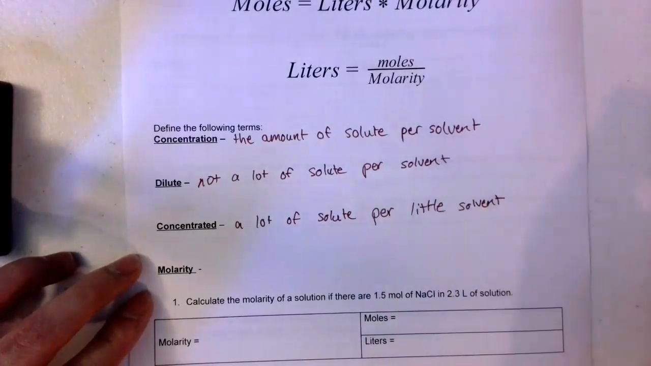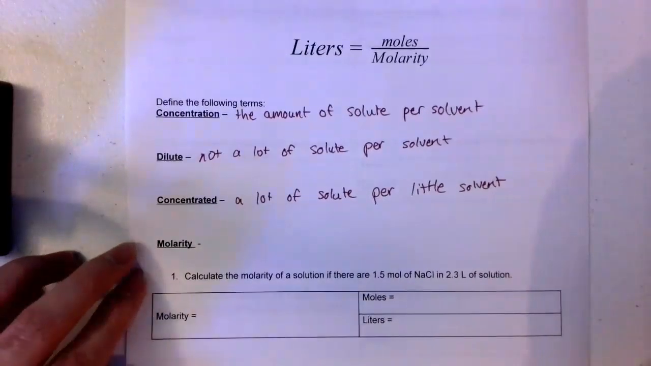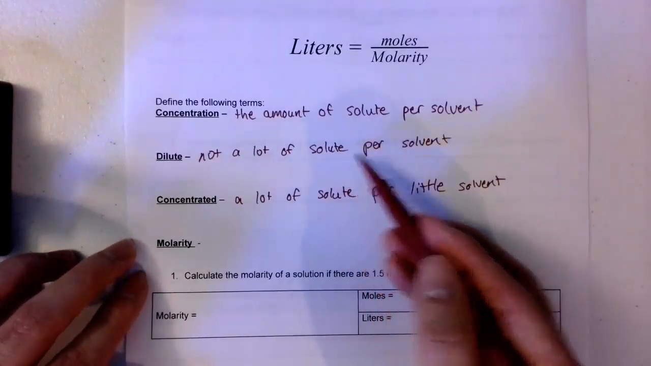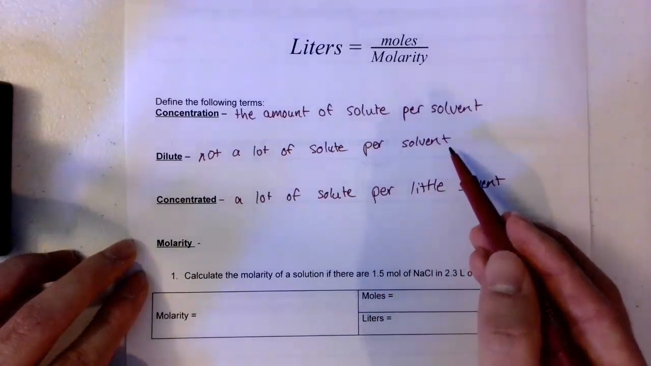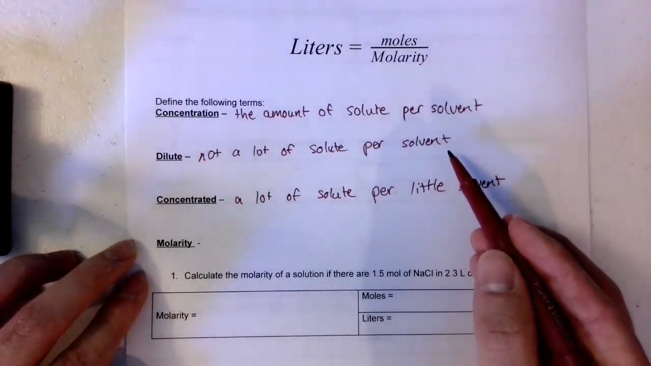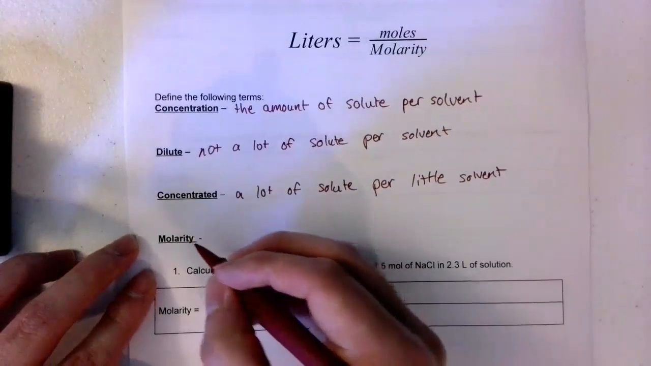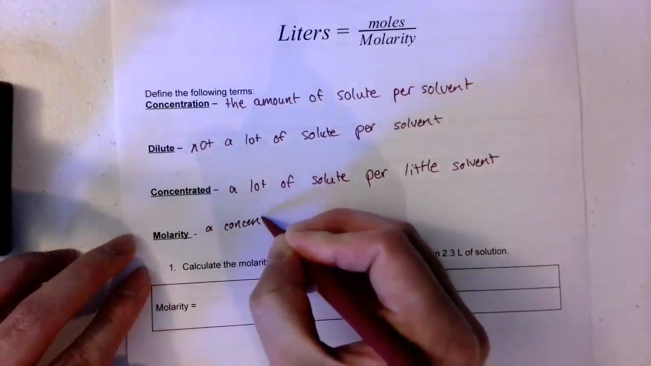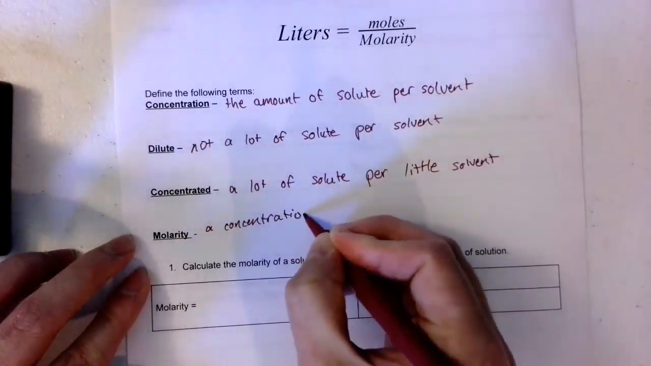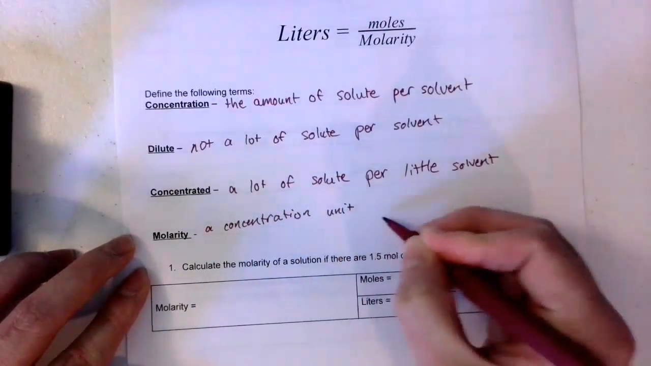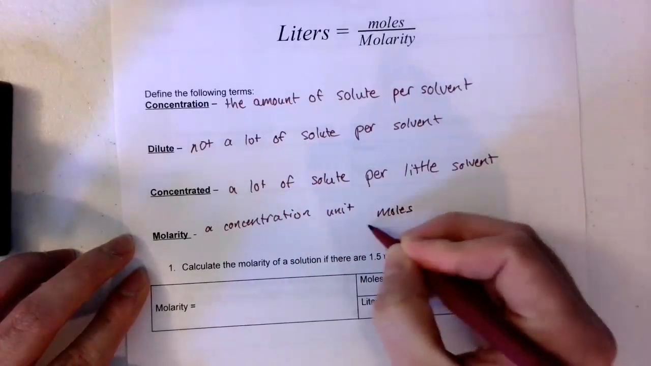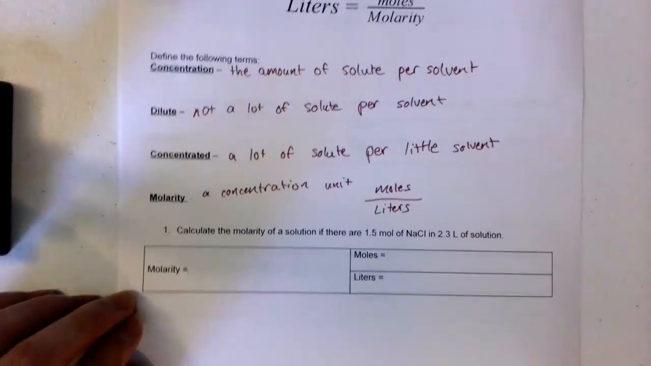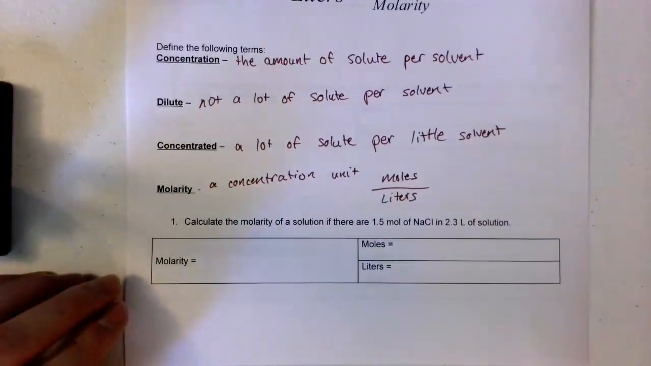solvent. And I know you may be thinking, what in the world? What are these words he's using? Solute is the powder that gets dissolved. Solvent is the liquid that does the dissolving, and most of the time the solvent is going to be water. Alright, molarity is going to be a concentration unit. Moles over liters.